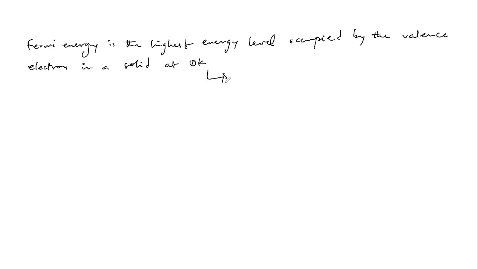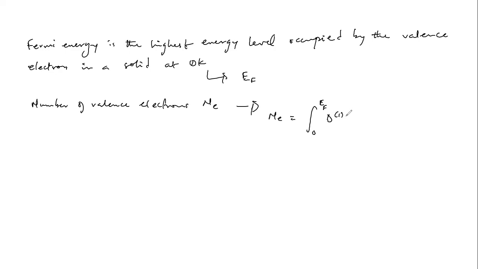And we usually designate this as E sub F. By using the one-dimensional free particle model, the Fermi energy may be determined from the number of valence electrons. So when I have the number of valence electrons, n sub e, per unit length of the solid, it is given by n sub e equal to the integral from 0 to the Fermi energy of the one-dimensional density of states, g(E), which will be 2 times the square root of 2 m sub e E, where m sub e is the electron mass, divided by pi h cross, square root of E energy.